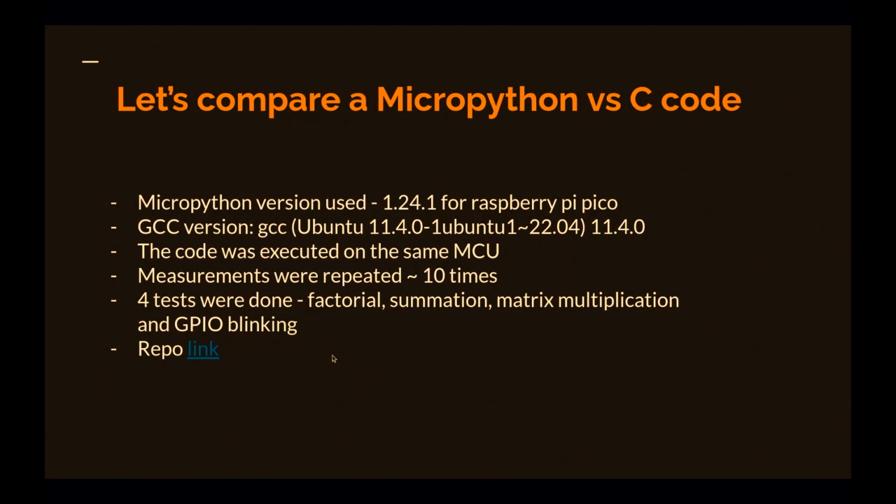So what I did here, I tried to implement 4 similar tasks with MicroPython and pure C on the same microcontroller, Raspberry Pi Pico. It was the same piece of hardware, to avoid problems from the hardware being different. I executed the code 10 times for both C and MicroPython. Here is the repo that you can check. And these 4 tasks were calculation of the factorial, calculation of the summation, 3x3 matrix multiplication, and GPIO blinking.